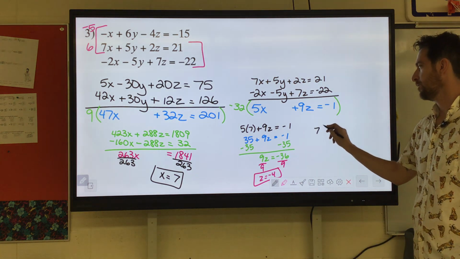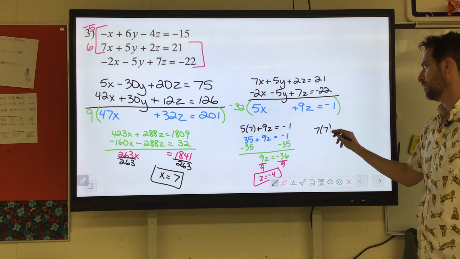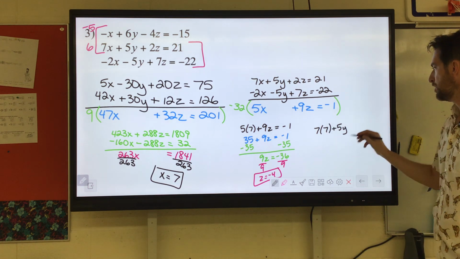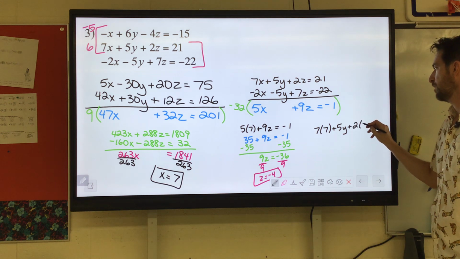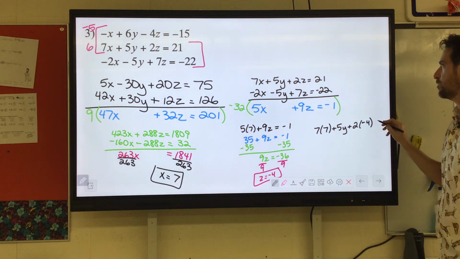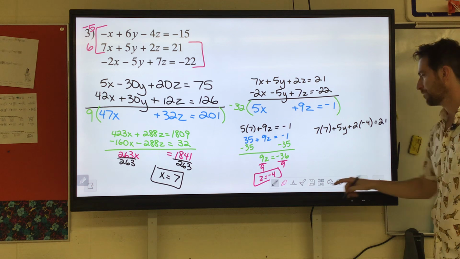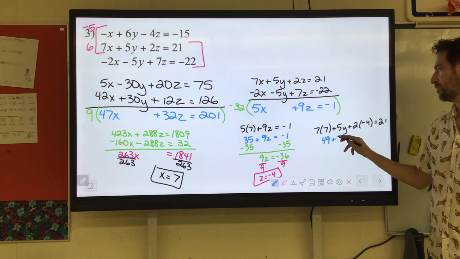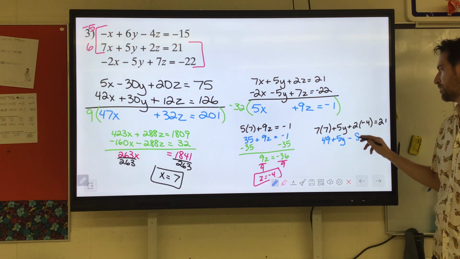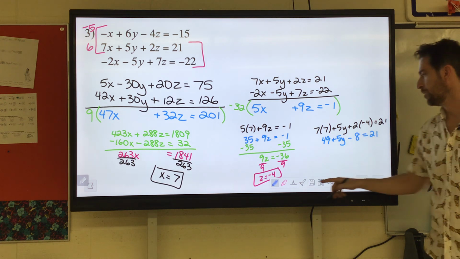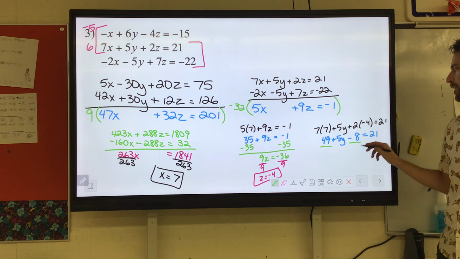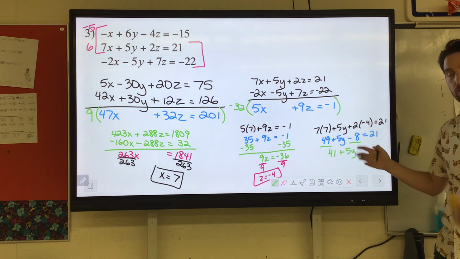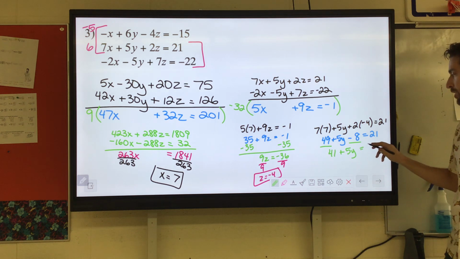So 7x, x is 7, plus 5y, we don't know what that is, plus 2z, 2 times negative 4, equals 21. All right, this will give us 49 plus 5y minus 8 equals 21. If we combine our 49 minus 8, that's 41 plus 5y, or 5y plus 41 equals 21.